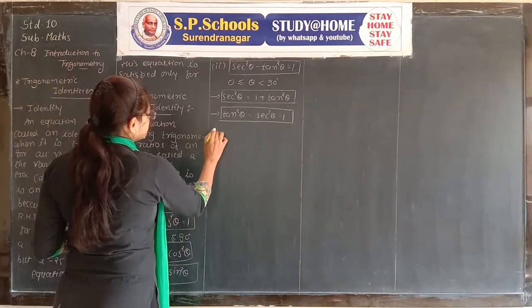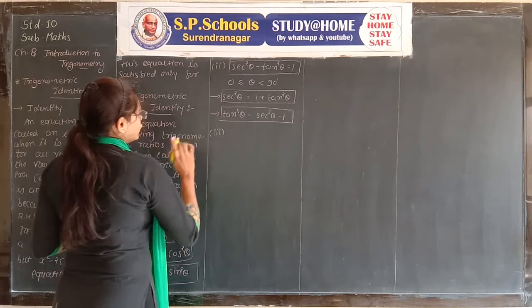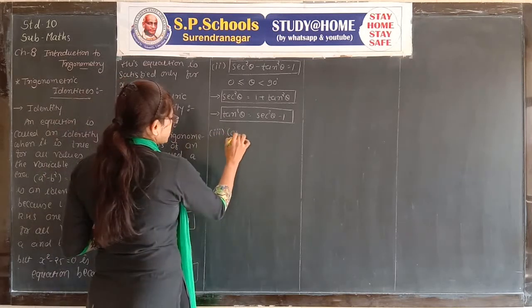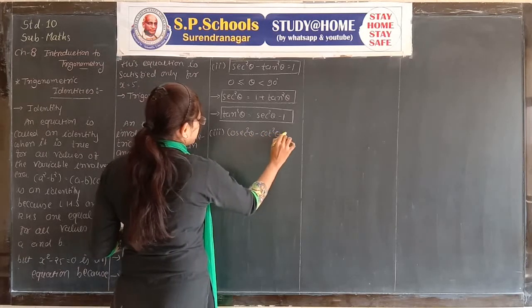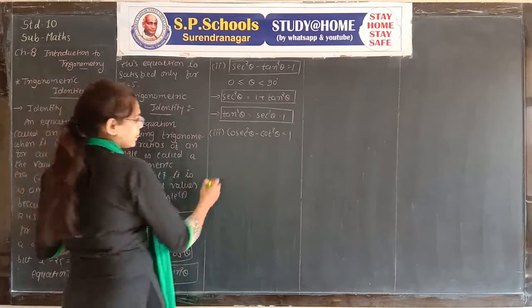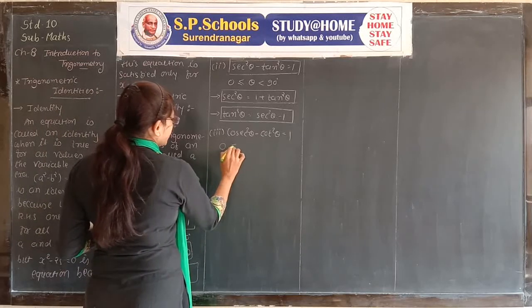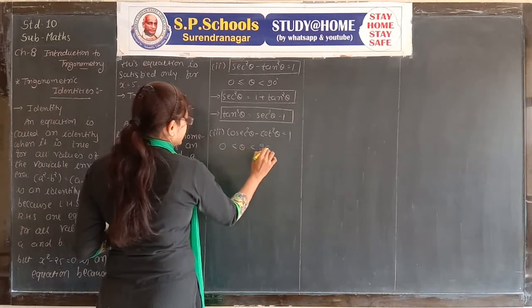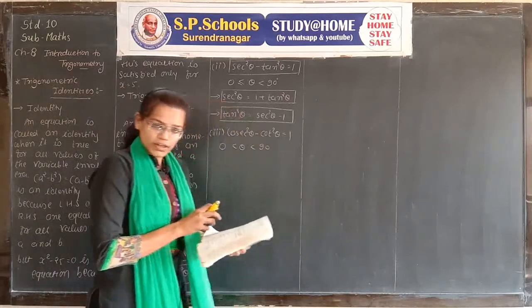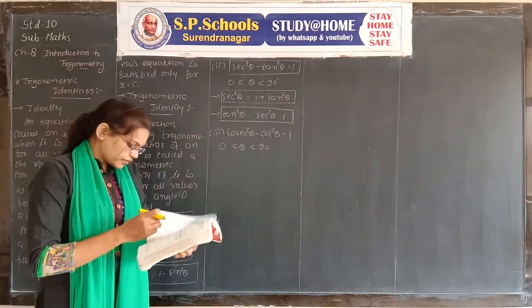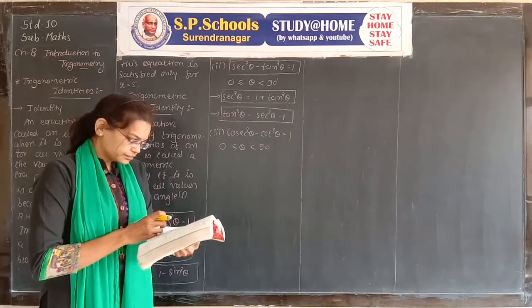Now the third identity, which is a main identity: cosec square theta minus cot square theta is equal to 1. Now 0 less than theta less than 90. What about 0 and 90? Are they excluded or included?